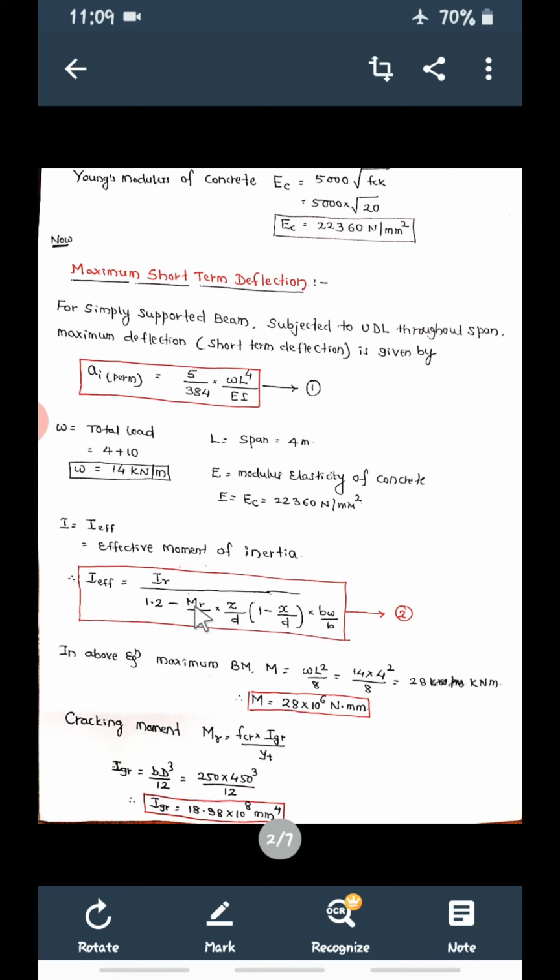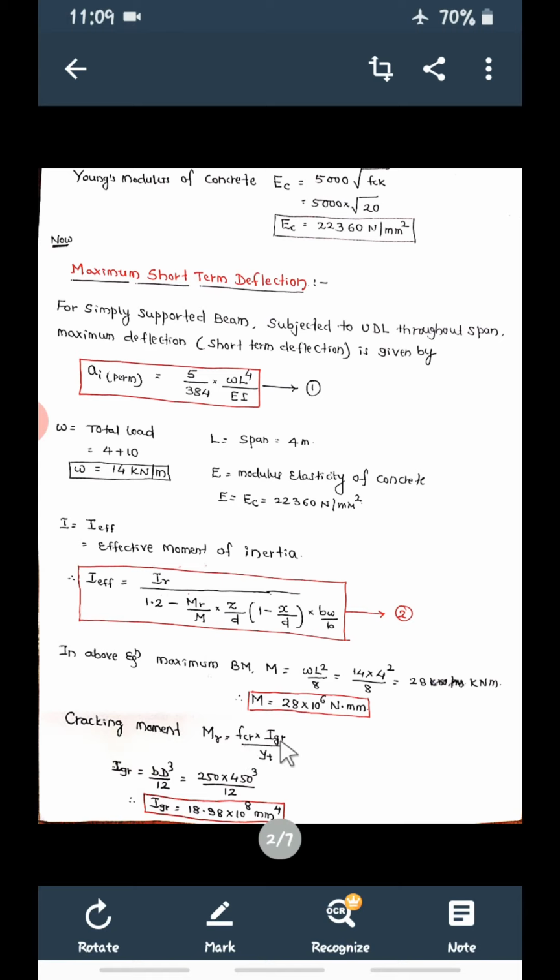Next, Mr we are going to calculate. What is Mr? Mr is cracking moment. Okay, this is bending moment. Mr is cracking moment. So Mr is equal to fcr into Igr divided by yt. Fcr into Igr divided by yt.